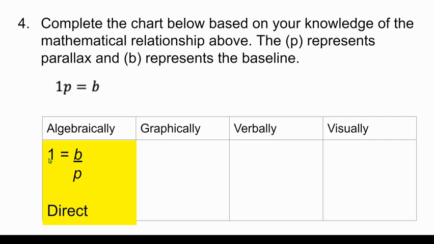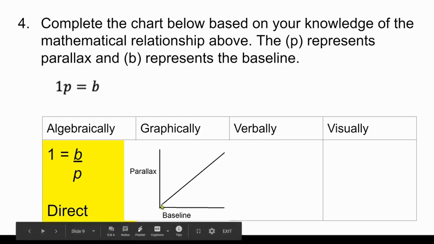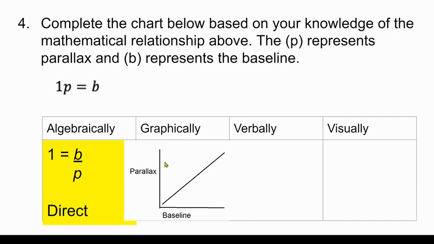If you draw a rough sketch of that graph, we should see that our independent variable, baseline, is on the x-axis, dependent variable, parallax, on the y, and a direct relationship should have a line that starts at the bottom and goes up to the right. As the x increases, or baseline increases, our parallax should increase correspondingly.